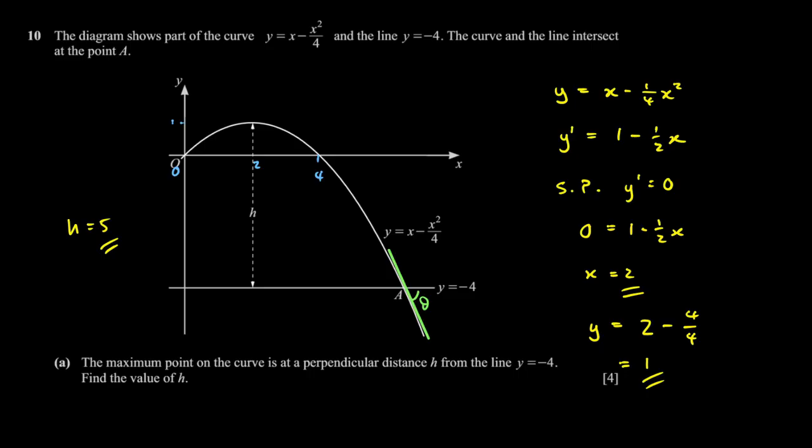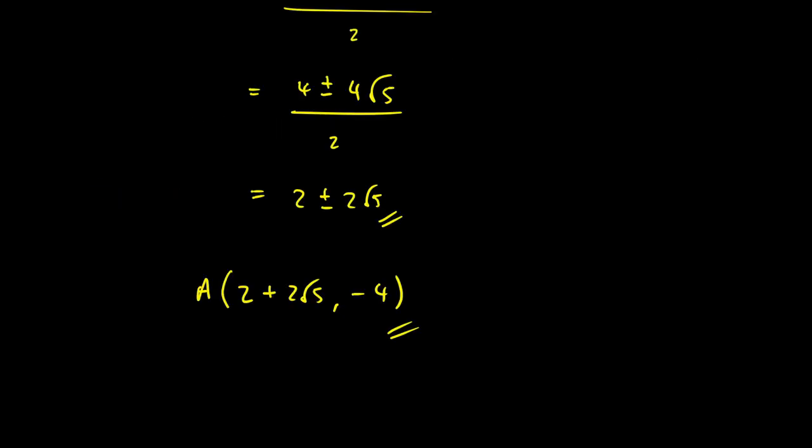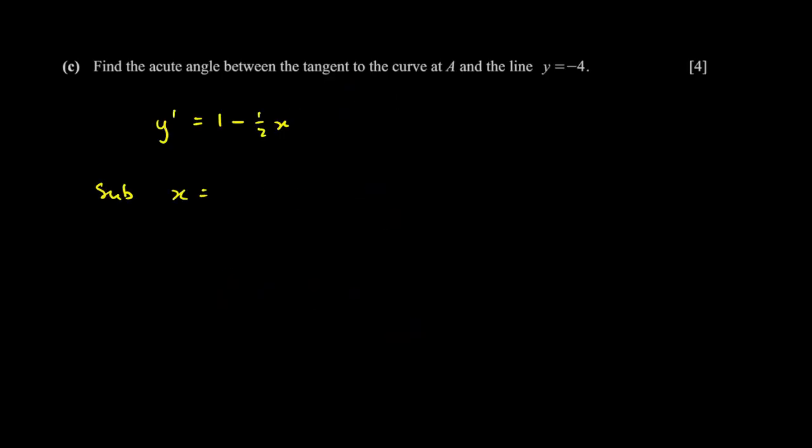So first we want to find the gradient of the tangent. And how are we going to do that? Well, we are going to substitute our value of x at A into dy dx. So our dy dx was 1 minus a half x. Okay, so let's just take that. So dy dx was equal to 1 minus a half x. And the value of x, so we're going to substitute in x is equal to, what was it? 2 plus 2 root 5.